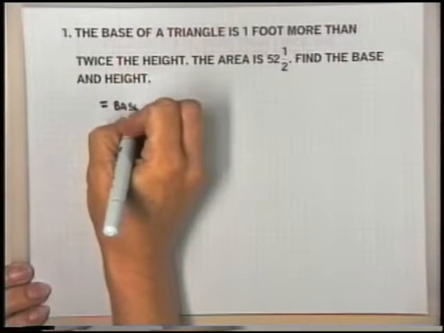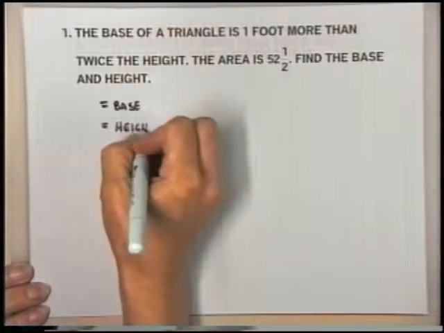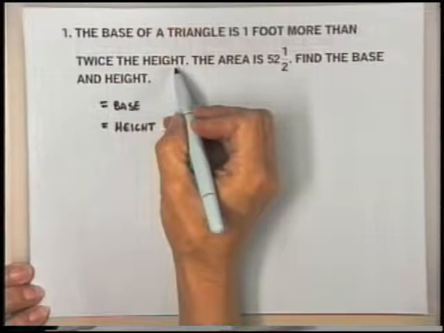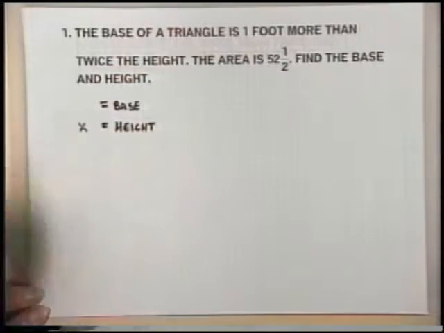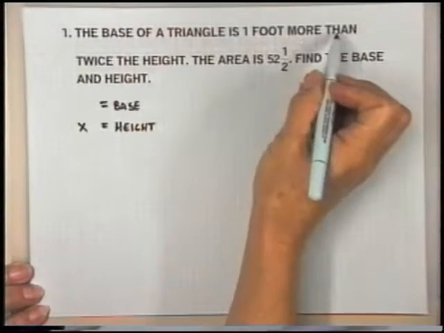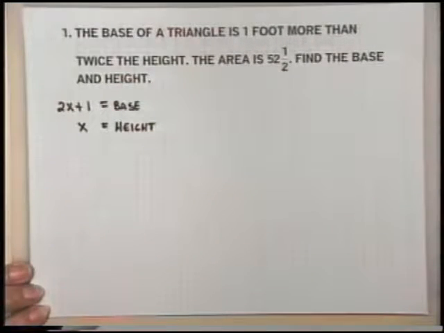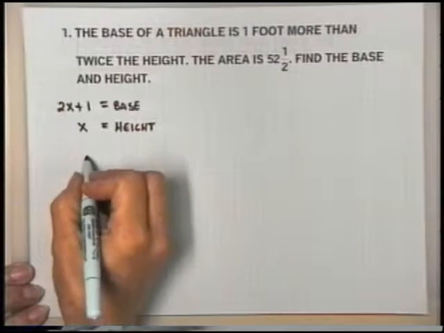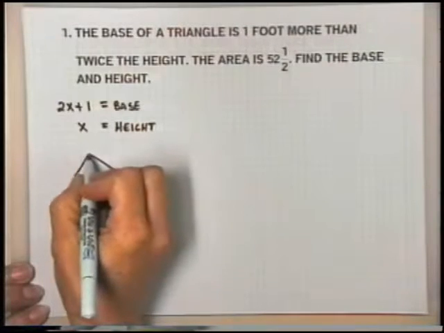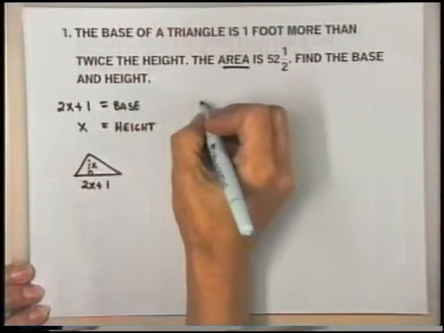Since you're looking for both the base and the height, you will need an expression for each of these. Before you decide which of these you should let x be, look back at your problem. The base is described in terms of the height. So it would probably be easier in this problem to let x be the height. The base is 1 foot more than twice the height. That would be 2x plus 1. We have a triangle, let's sketch a picture, whose base is 2x plus 1 and the height is x.